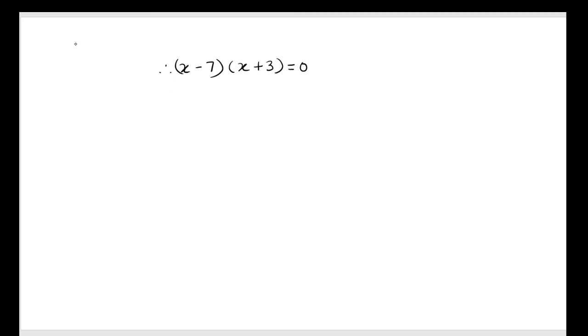We see that when the product of two brackets is equal to 0 and they are real numbers, it means that the first number would be 0, or the second number would be 0, or both may be equal to 0. So we will consider the option of x minus 7 being equal to 0 or x plus 3 being equal to 0. The product of these two numbers is equal to 0. Therefore, each individual bracket may or may not be equal to 0. On solving the linear equations, x is equal to 7 or x is equal to minus 3.